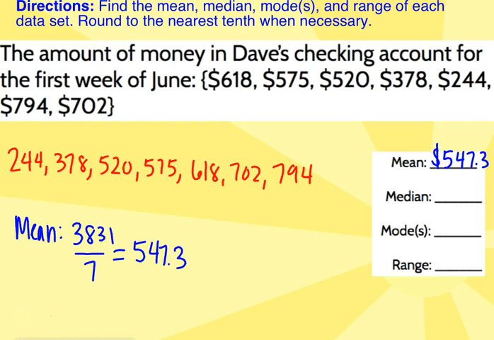Okay, let's jump to our mode. Does any value occur more than once? If I look at my data, I don't have any repeats, so we're going to put none. There's no mode. Then our range, our biggest minus our smallest, so 794 subtracted by 244, we get 550.